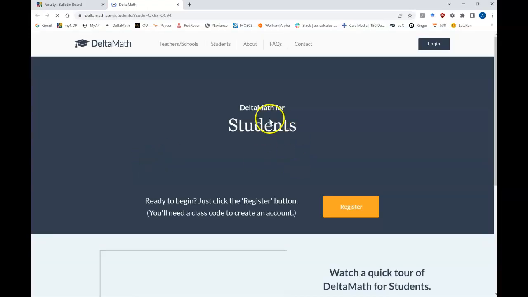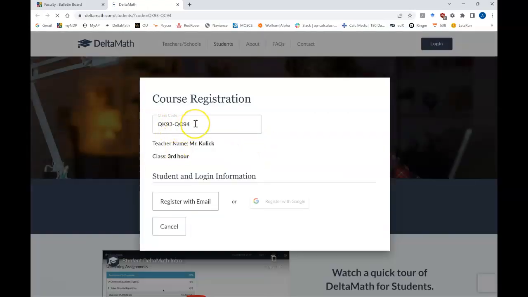So if you click on it, it'll bring you all the way in with the class code already in it. All you have to do is hit register with Google and pick your Google account or whatever, and it'll take care of itself. Use your school Google.